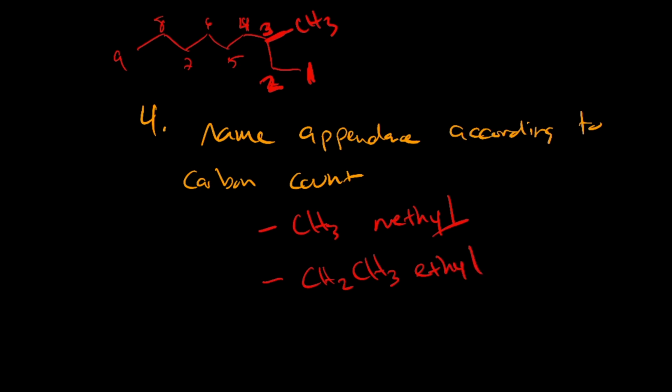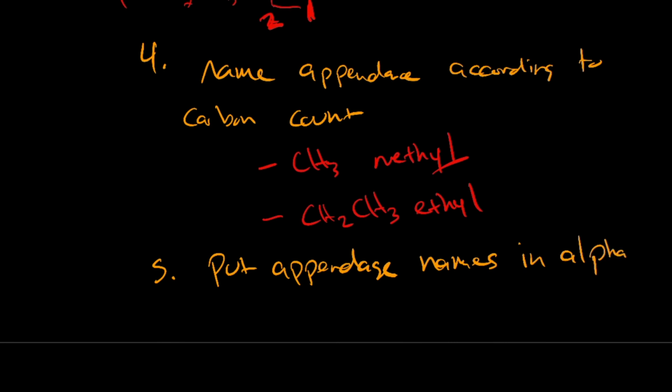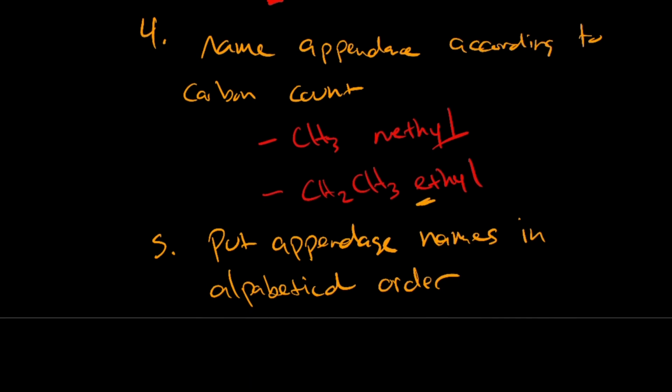All right. And then you can have propyl, butyl, pentyl, hexyl, so on and so forth. And if you have multiple appendages with a bunch of things, put appendage names in alphabetical order. So A, B, C, D, E, ethyl would come first, then methyl.